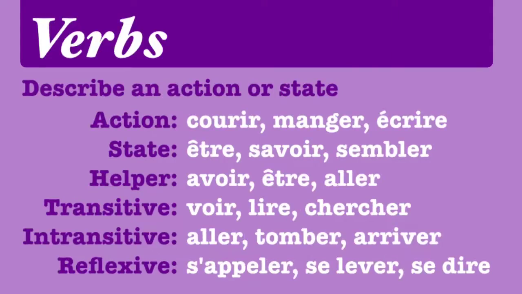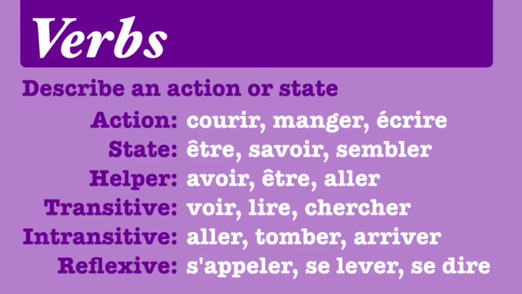So then we have intransitive verbs, verbs that, unlike transitive verbs, cannot be performed directly on an object. They can sometimes be used on their own, but if you're going to link them with an object, you're going to need to use a preposition. So we have three examples here. Aller, which means to go, tomber, which means to fall, and arriver, which means to arrive.